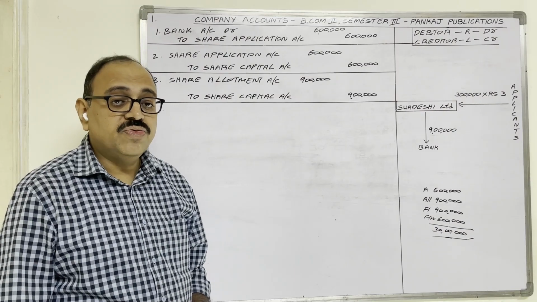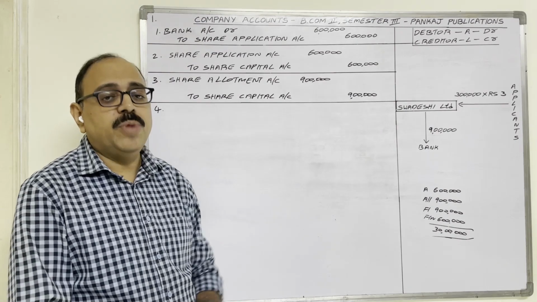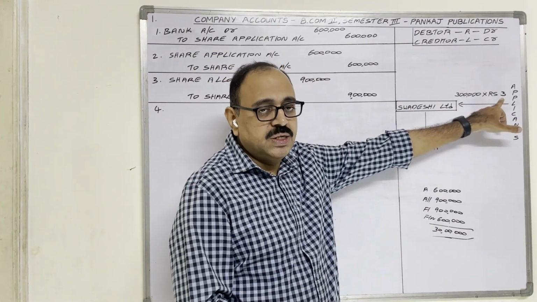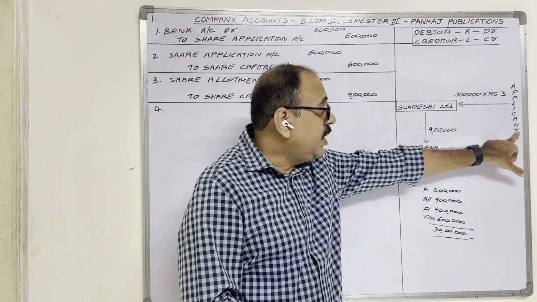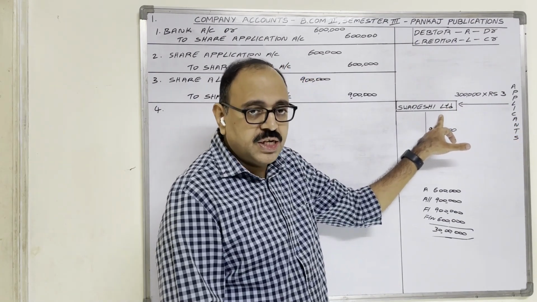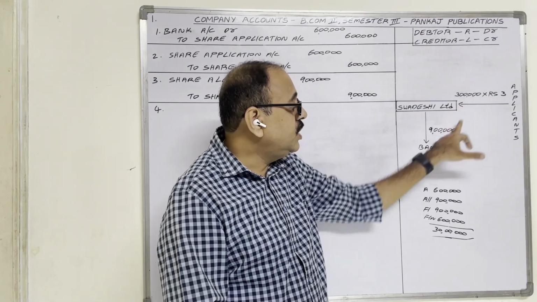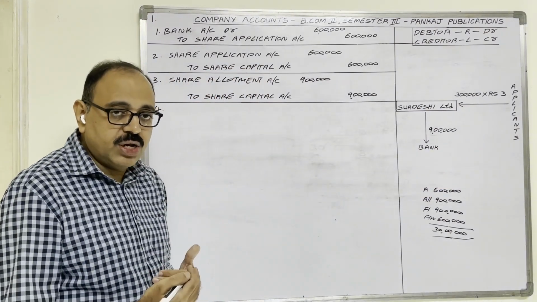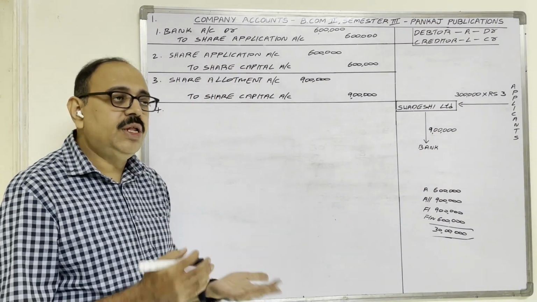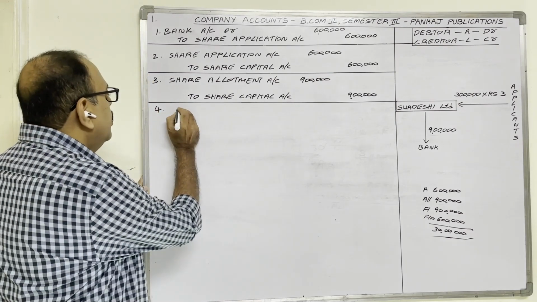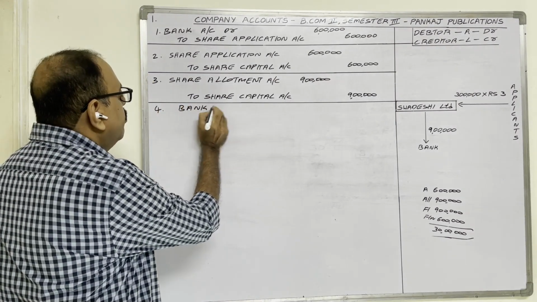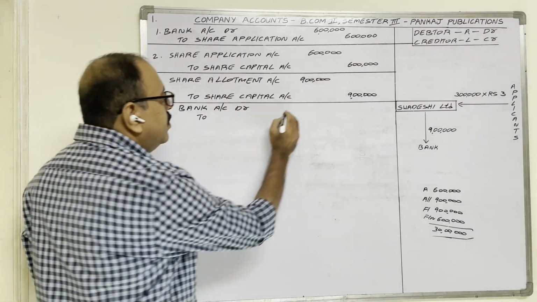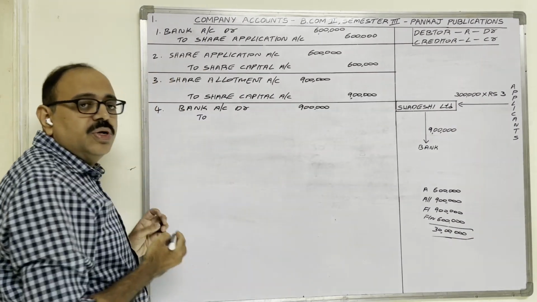Now fourth entry is for receiving share allotment money. On 3 lakh shares at the rate of 3 rupees each, 9 lakh rupee applicants paid to company. Our assumption is directly they are depositing that money in company's bank account. So banker is the receiver, personal account rule, debit the receiver. Therefore, bank account we should debit. Bank account debtor to. How much money is coming from them? 9 lakh rupees. Which account we should credit?